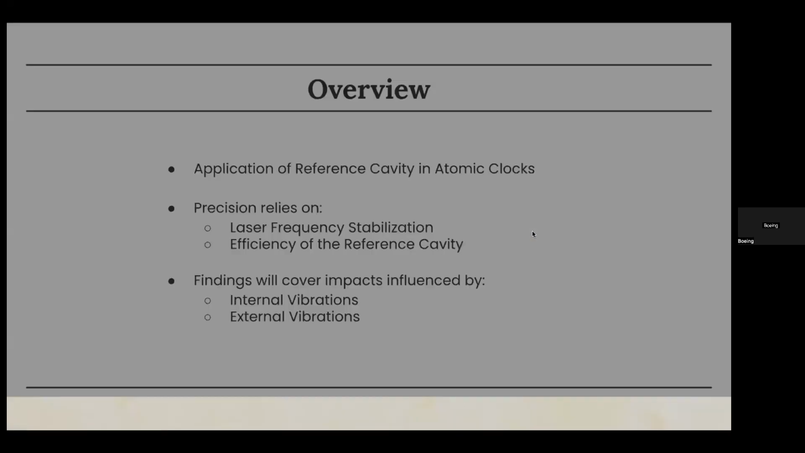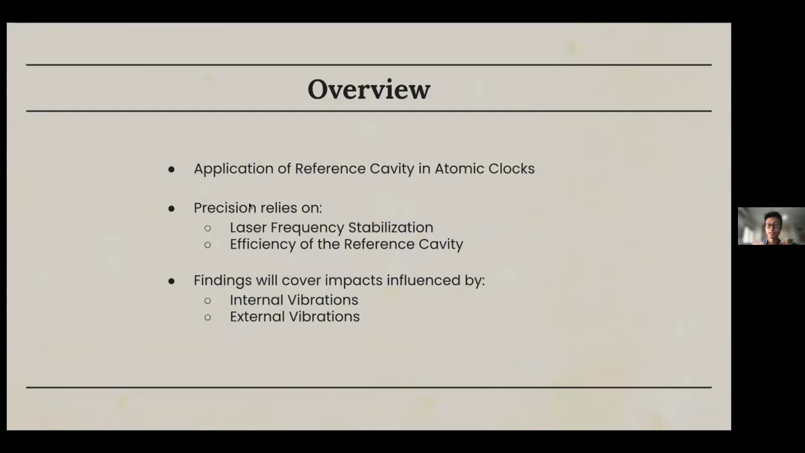So the general concept of this study ties into ideally the immensely precise and accurate time interval of an atomic clock, which is one of the main applications of the reference cavity. This precision mainly relies on the stability of laser frequencies and the efficiency of the reference cavity itself. The findings of the study will delve into how the structure of the reference cavity is influenced by both internal and external vibrations. But before I discuss these analyses, I would like to firstly expound on the process of laser frequency stabilization.